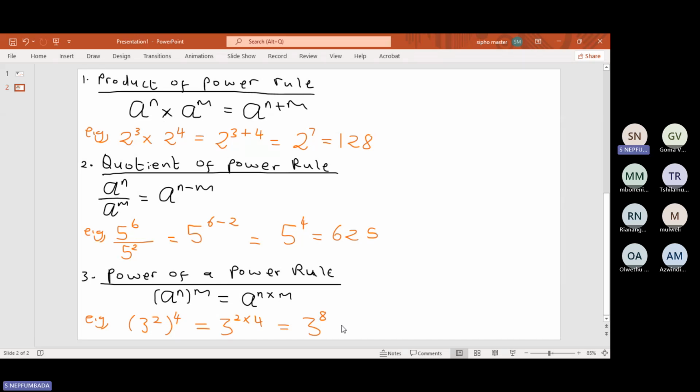Then when you press your calculator, what do you get? Can you press your calculator and give us the solution? Hello? Guys, can you press your calculator, unmute your mic and give us the solution?